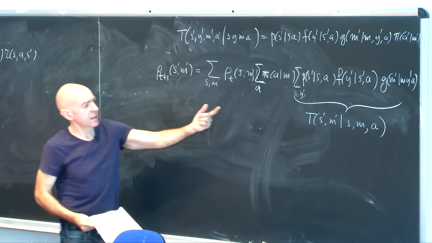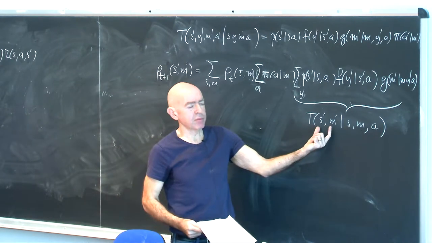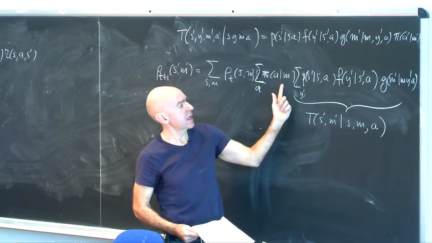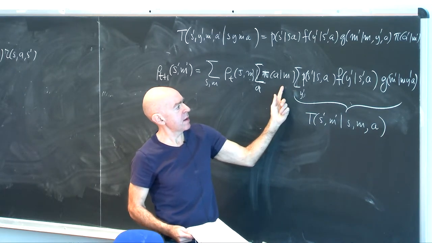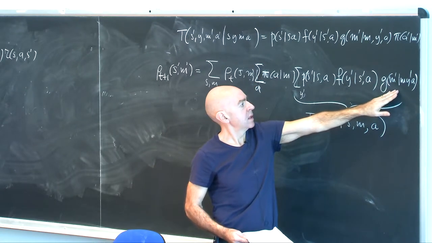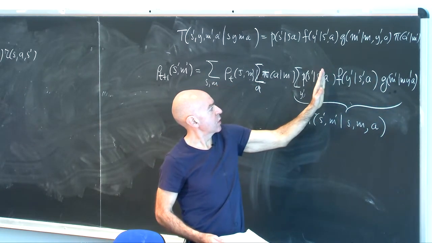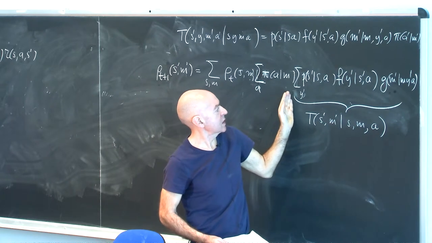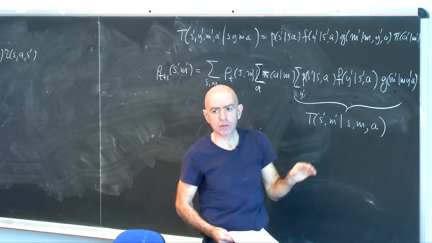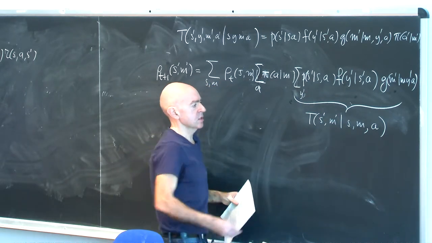And it's easy to check that this object, if you sum over S prime and M prime, gives 1. If you sum over M prime first, this will go away because this is a probability. And then you can take the sum over Y prime and this goes away, and then you take the sum over S prime and this goes away. So this is a transition probability.